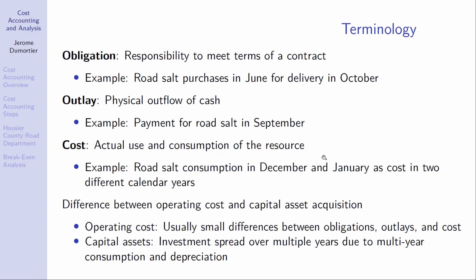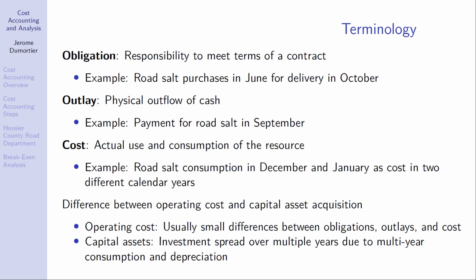So for example, staying with the example of the road salt, you may be able or you must pay for the road salt in September. So when you have the physical transfer of money from the agency to the provider, then that is called an outlay. And then lastly, you have the cost. And that is actual use and the consumption of the resource.